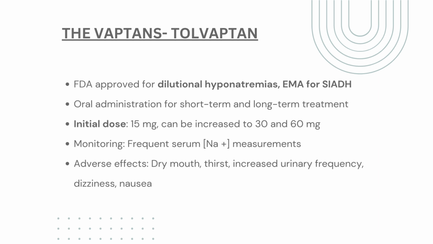Next, let's come to tolvaptan. It is also used for dilutional hyponatremia, and the European Medicines Agency has approved it for SIADH. It is administered orally for short or long-term management of hyponatremia. The initial dose is 15 milligrams, which can be further increased to 30 to 60 milligrams per day. Monitoring requires frequent serum sodium measurement, just as with conivaptan. Adverse effects are dry mouth, thirst, increased urinary frequency, dizziness, and nausea.